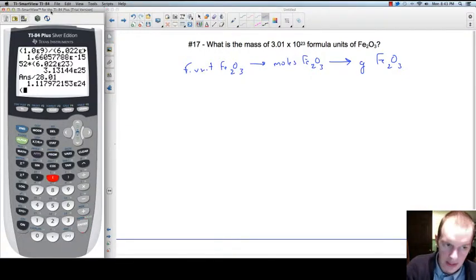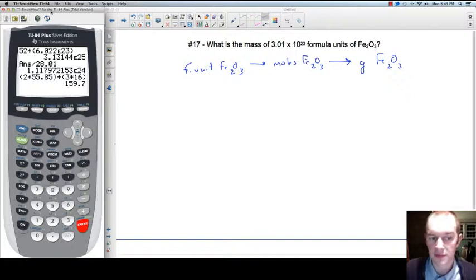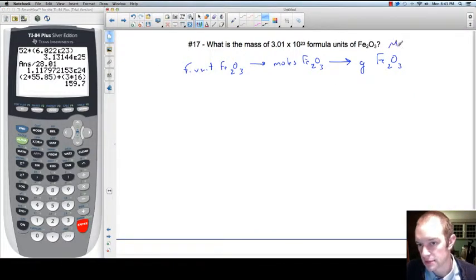So we can say, all right, in our parentheses, we're going to say 2 times 55.85, which is the mass of iron, and we want to add that to 3 times the mass of oxygen, which is 16, and we're going to close those parentheses and enter, and we end up with 159.70. Okay, so we know that the molar mass equals 159.70 grams per mole for Fe2O3.